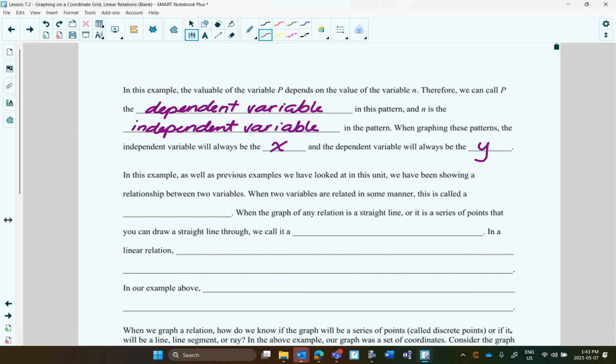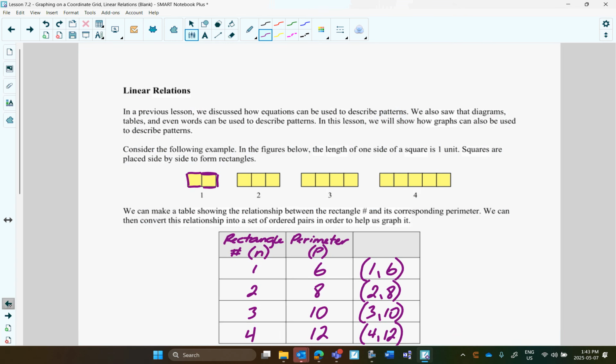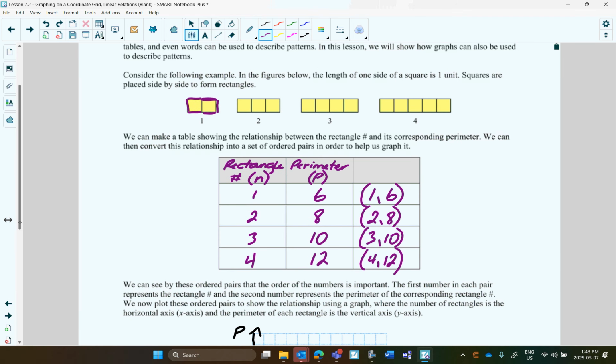But sometimes we may have different names for them, right? Like in our problem, this was called little n, and this was called capital P. Remember, the horizontal one is always the independent. The vertical one is always the dependent. If you're given a table, the first one is always the independent. The second one is always the dependent. Okay.